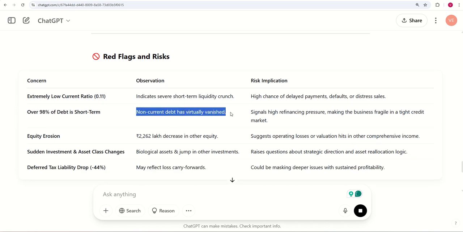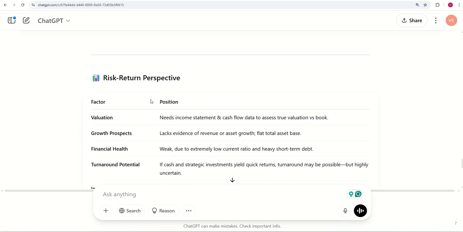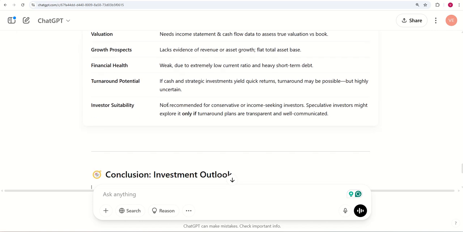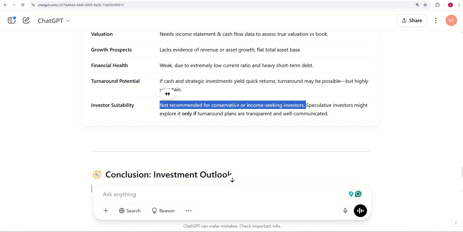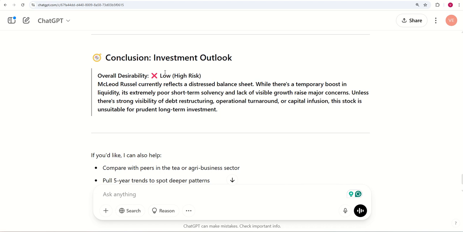It says something has virtually vanished. Non-current debt has virtually vanished, actually. Risk perspective: investor suitability, not recommended for conservative or income investors. Conclusion: high risk.